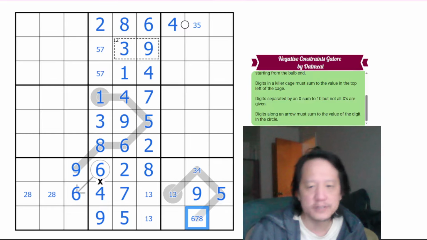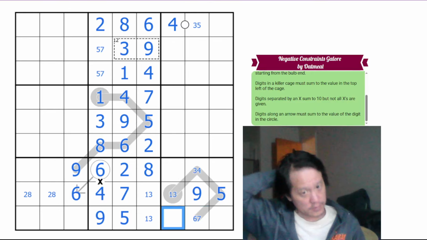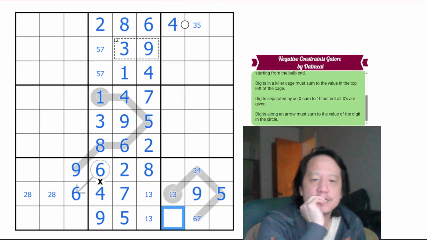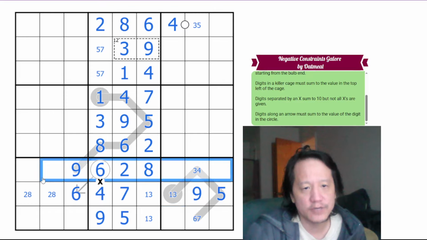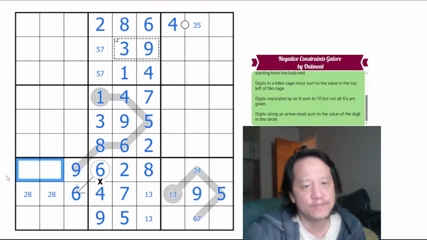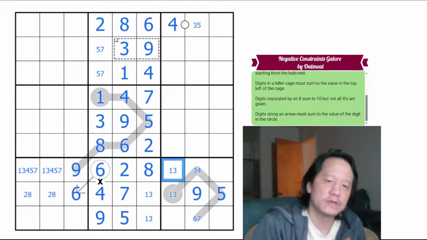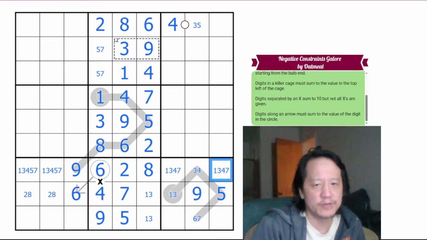8 cannot be consecutive adjacent to a 9. So this is not 8. Let's see. Remaining digits in row 7. We have 1, 3, 4, 5, 7. Okay. 5 cannot be here. 1, 3, 4, 7. So this cannot be 4 because that's consecutive with 5.